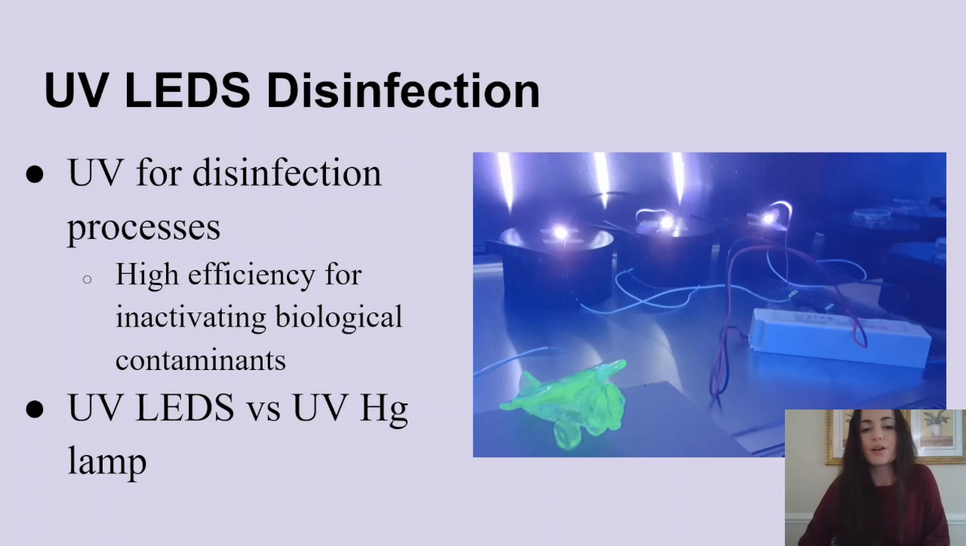UV mercury lamps are commonly used in water disinfection, but the development of UV light-emitting diode technologies presents many advantages. These UV LEDs require less energy, they're more compact, they have a longer lifespan, and provide UV light at any specific wavelength, which expands applications in water treatment.